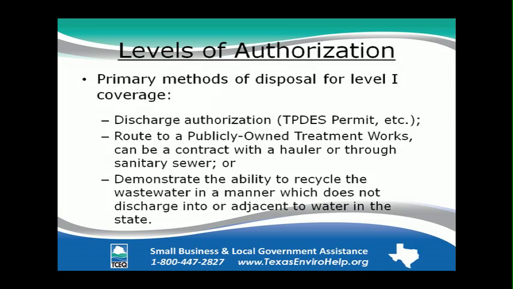Primary method of disposal for level 1. Discharge authorization is the Texas Pollutant Discharge Elimination System permit, either an individual permit or a general wastewater permit. Or you route it to a publicly owned treatment works, which can be contracted through a hauler or through a sanitary sewer system, which are in the local program's hands. Or you demonstrate the ability to recycle wastewater in a manner that does not discharge to any of the waters of the state.